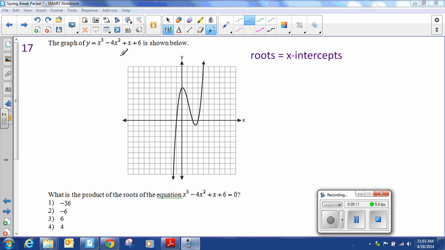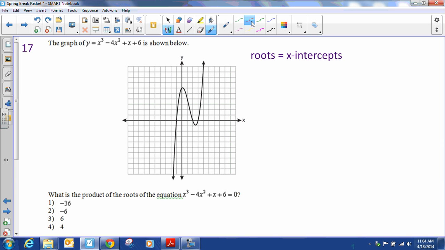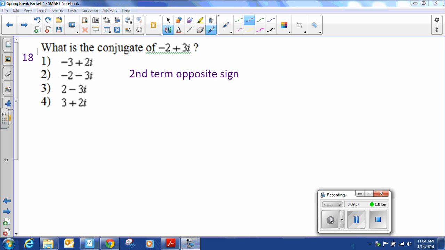Number 17, the graph of y equals x cubed minus 4x squared plus x plus 6 is shown below. So we haven't spent too much time on cubic equations, but this is a cubic equation to the third power. As you can see, when you have x squared only, it gives you a parabola, but here you have x cubed, so it gives you this shape. They want to know what is the product of the roots. The roots are the x-intercepts. So this is really an easy question. It's basically this value and this value all multiplied together, because product means multiply.